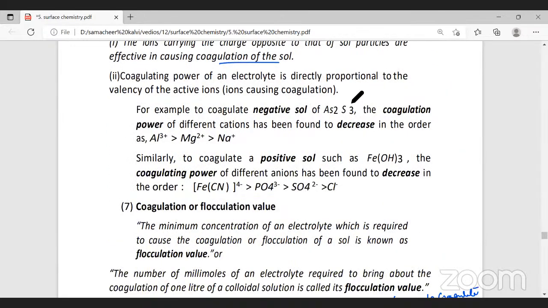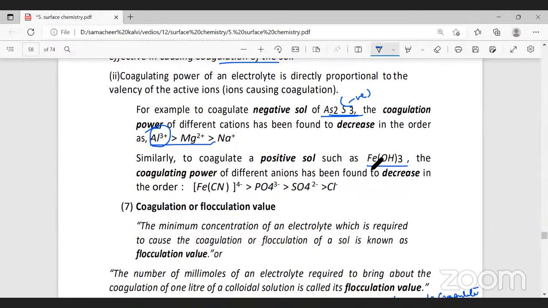So I've given you the examples. Arsenic sulfide is a negatively charged colloid. In order to coagulate the negatively charged colloid, we need to have positively charged active ion. So amongst these three, aluminum is more charged. So aluminum 3+ will have more coagulating power compared to the other two. FeOH thrice is a positively charged colloid. So the negatively charged ion required is FeCN6.